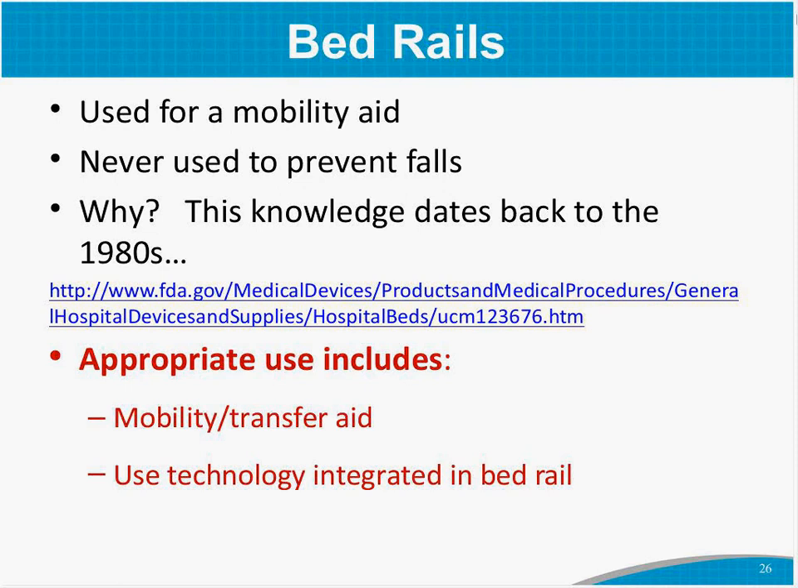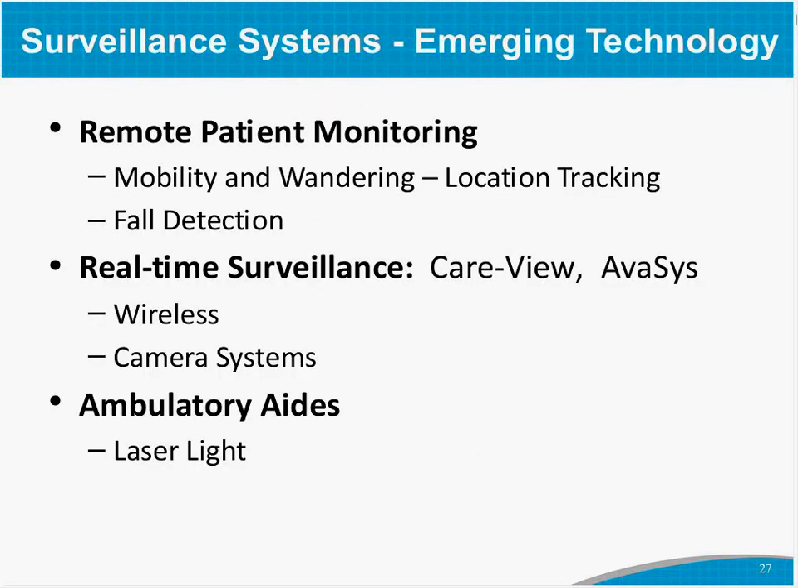Please. So if you're using bed rails, thank you, Michelle. If you're using bed rails, they should be used as a mobility aid, but never to prevent falls. What might be the appropriate use of a bed rail? It's for a mobility aid, or if they've got some of the technology actually integrated into the bed rail. So you're always reconsidering why you're doing what you're doing. Into the surveillance systems, there's such wonderful emerging technology that's very, very exciting. So it is great to be able to keep up with new and emerging technology when you're trying to do the surveillance that moves you away from these bed alarms.